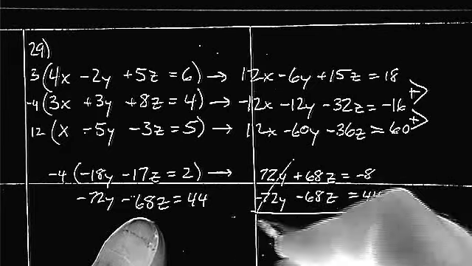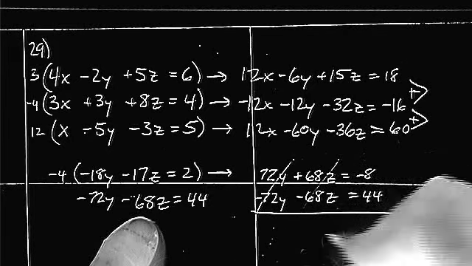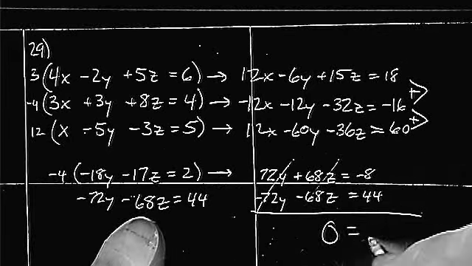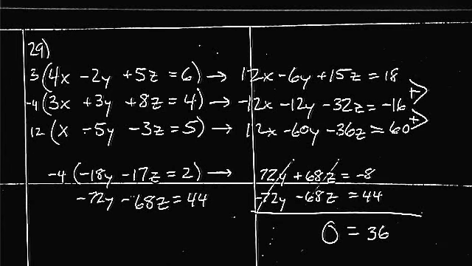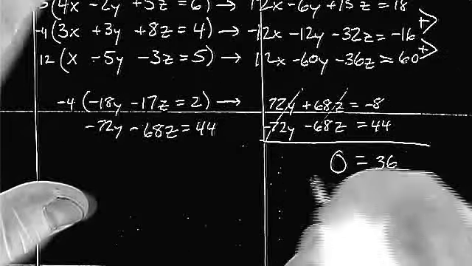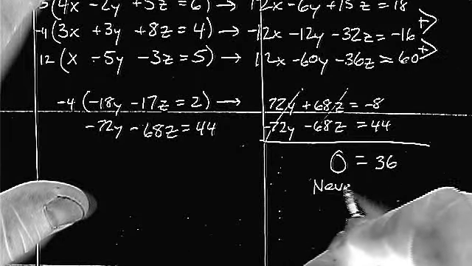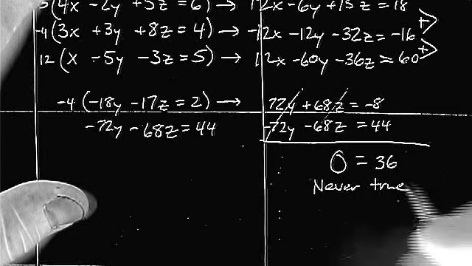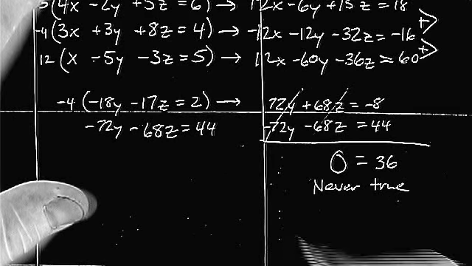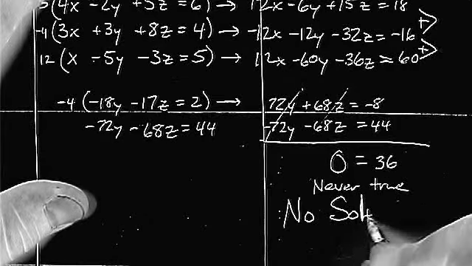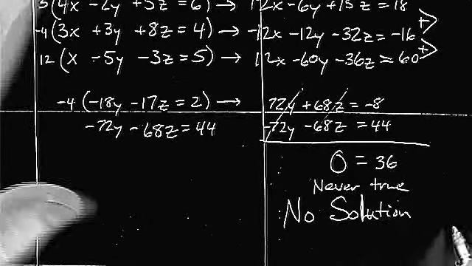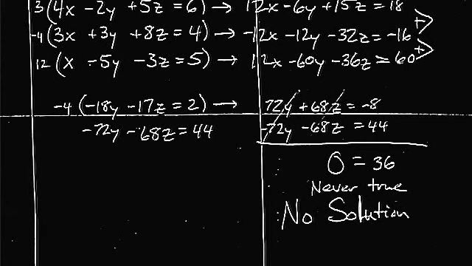And I add them together, and boom, those cancel, and boom, those cancel. And I'm left with 0 equals 36. How often in your life has 0 been equal to 36? Never true. So you need to make the right conclusion. No solution. Oops. Got to be able to spell, in case you want to graduate high school. No solution.